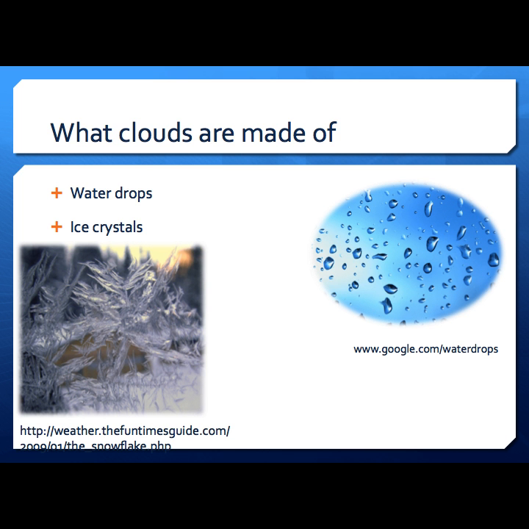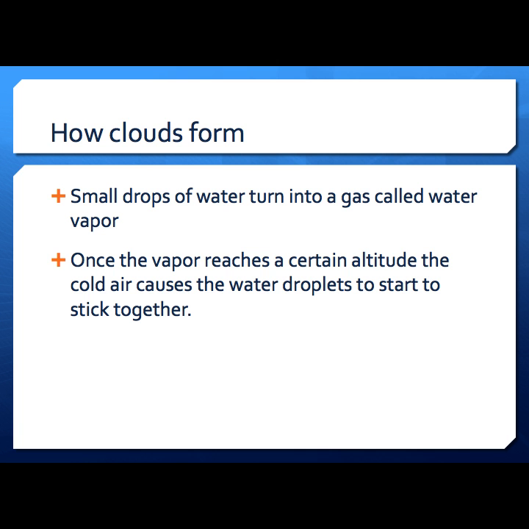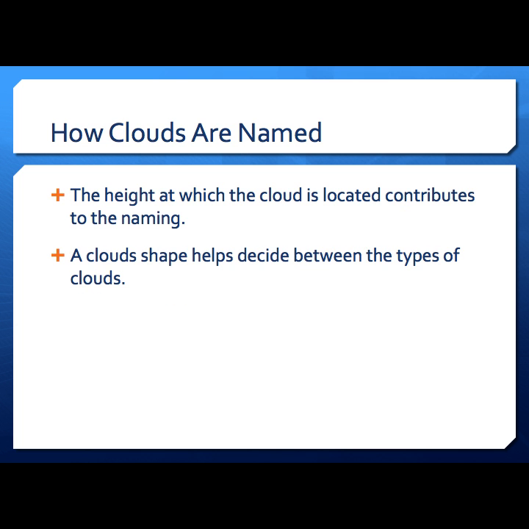First off, what are clouds made of? Clouds are either made of water droplets or they are made of ice crystals. How clouds form: small drops of water turn into water vapor, and then once that vapor reaches a certain altitude, cold air causes the water droplets to start to stick together, which is when a cloud is formed.